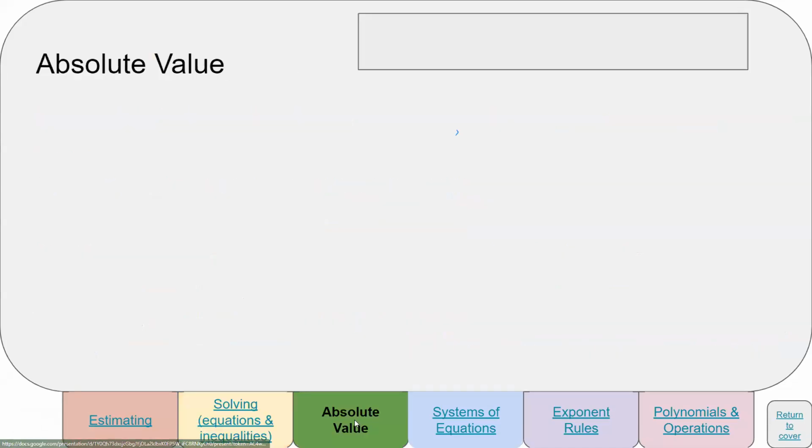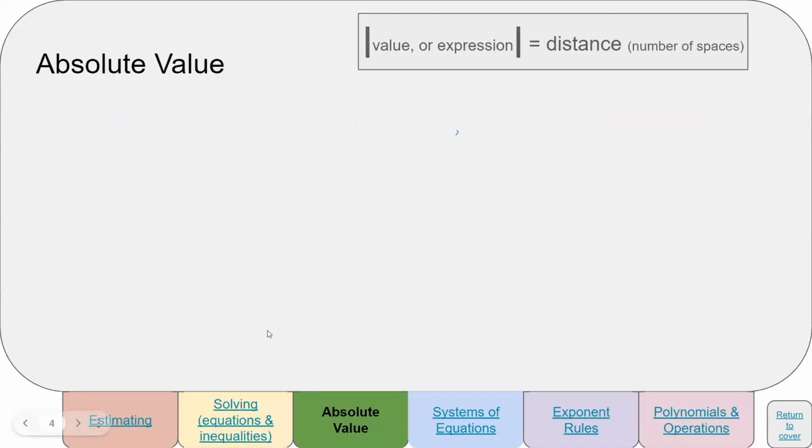Okay, so then absolute value. Absolute value is those two big sticks that kind of look like goalposts, and you have some value or an expression inside, and that absolute value is always a distance, so it equals the number of spaces.